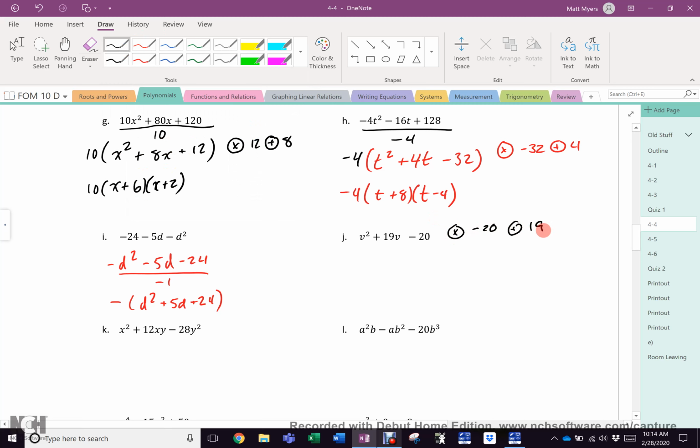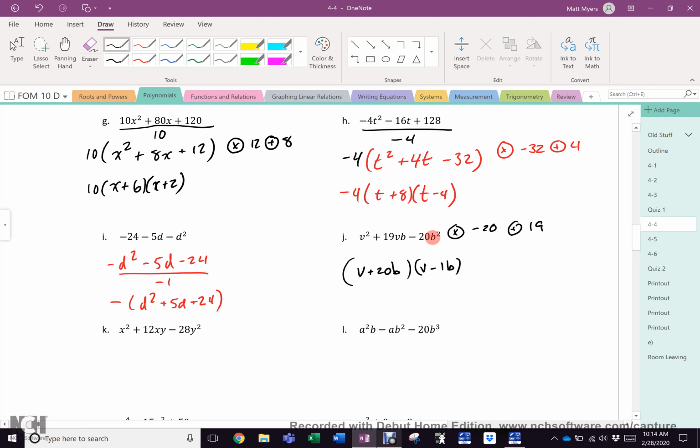Is it 1 and 20? It is, isn't it? Right? How do I get 1 and 20 to give me 19? 20 minus 1, yes? So the answer would be V plus 20 and V minus 1, correct? Does everyone agree? V times V, V squared, right? What's the only thing missing? I need a B there. Because 20B times 1B is 20B squared.